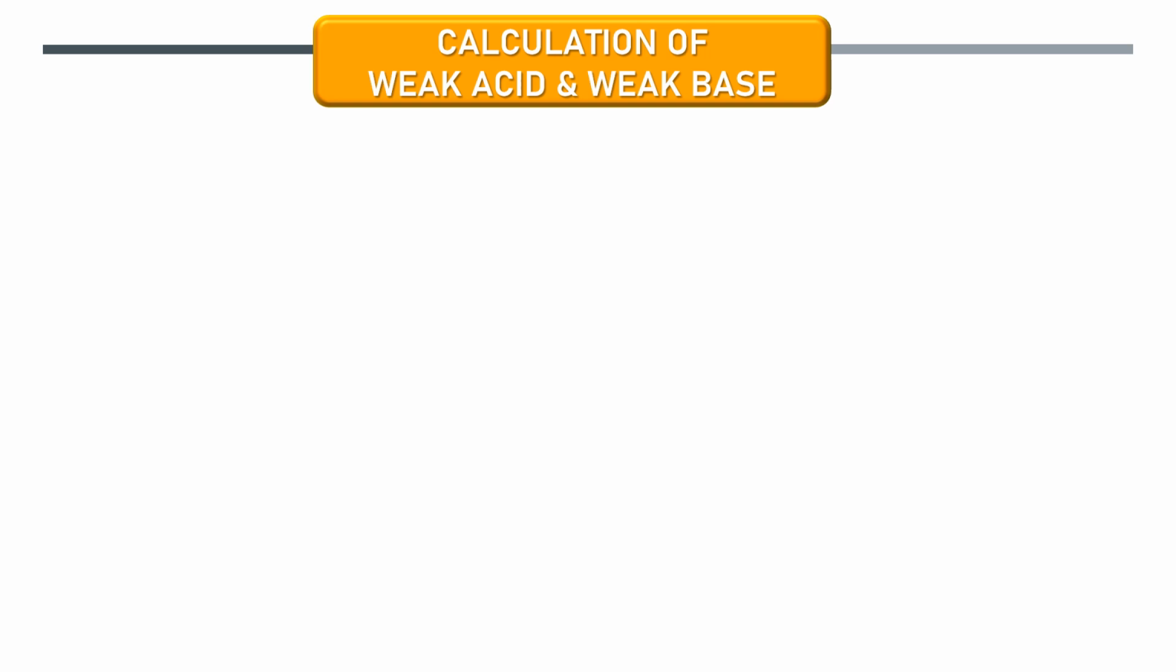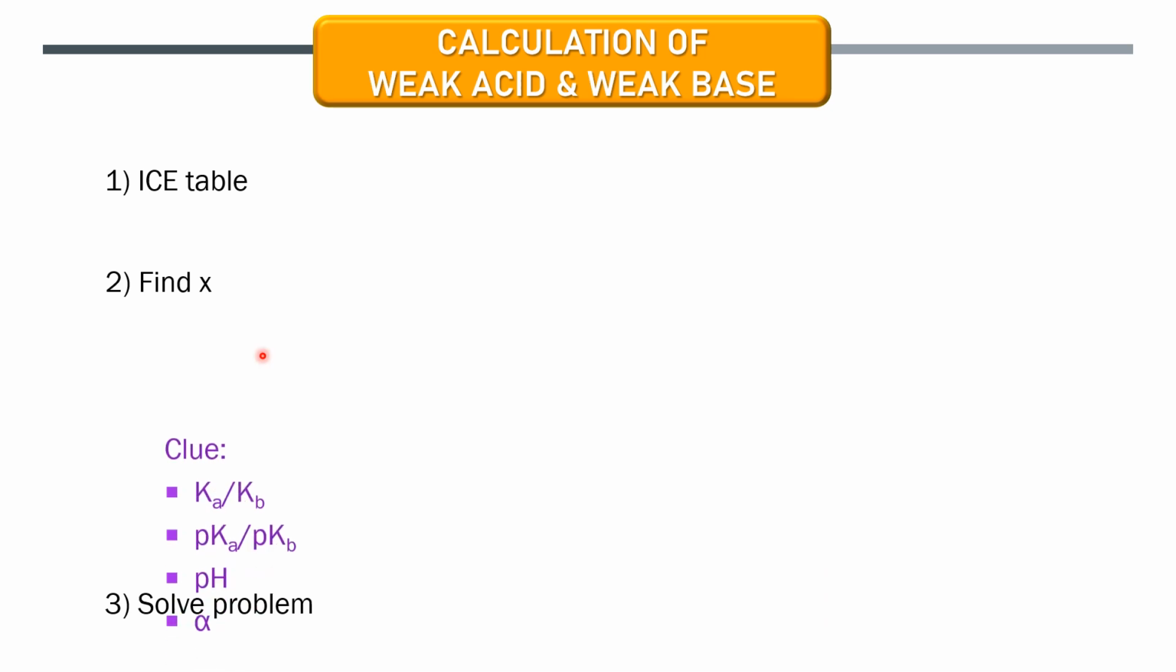So basically, the calculation of weak acid and weak base is like this. The first one, write the ice table. The second one, find the value of X. And the last one, solve the problem. Step ni lebih kurang sama macam kita buat ice table untuk chemical equilibrium. Cuma untuk calculation of weak acid and weak base, the clue might be Ka or Kb, pKa or pKb, pH or alpha.